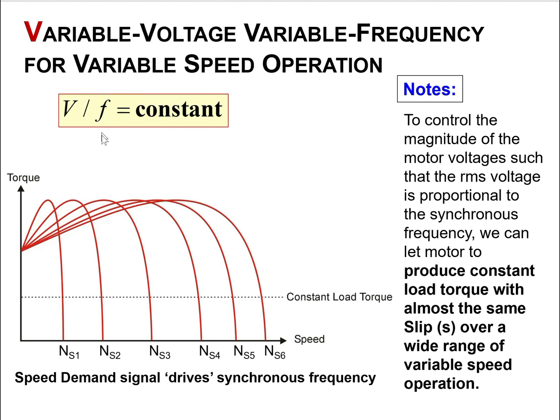However, even if we change the voltage or the frequency, if we keep their ratio constant, we can ensure that the flux induced will be approximately constant, and this will lead to constant load torque even if operating at different speeds. So to control the magnitude of the motor voltage such that the RMS voltage is proportional to the synchronous frequency, we can let the motor produce constant load torque with almost the same slip over a wide range of variable speed operation, and this is by changing the voltage or the frequency while keeping the ratio of them constant.